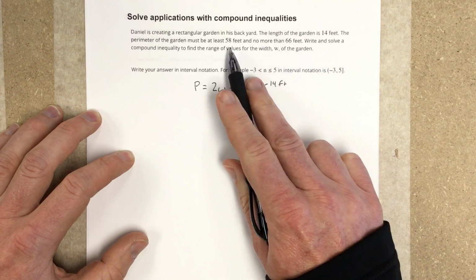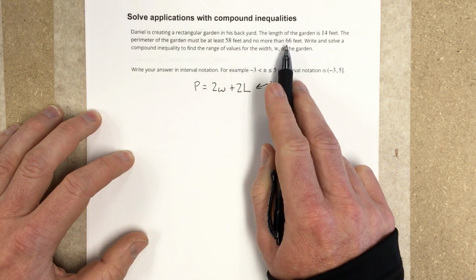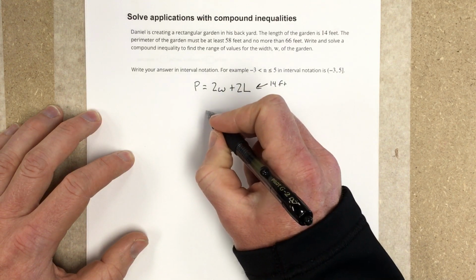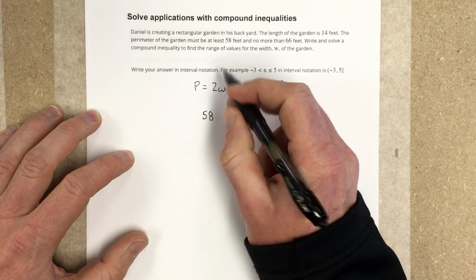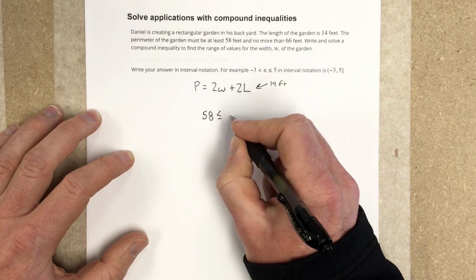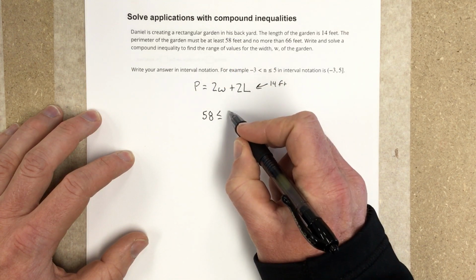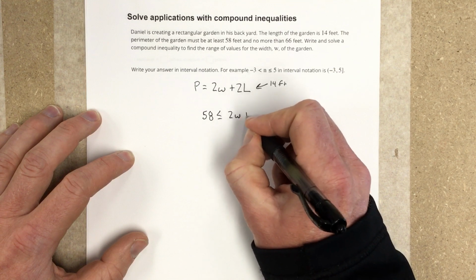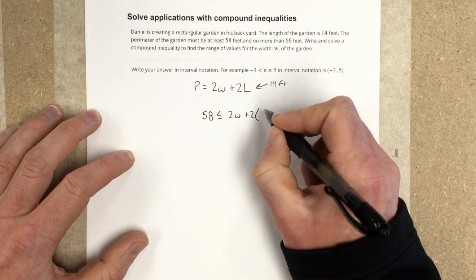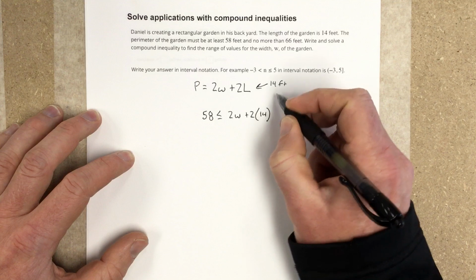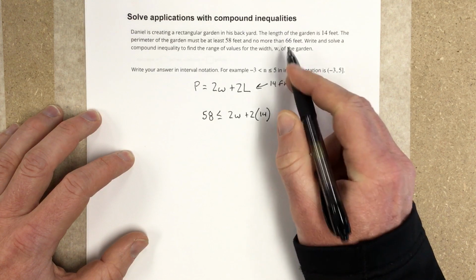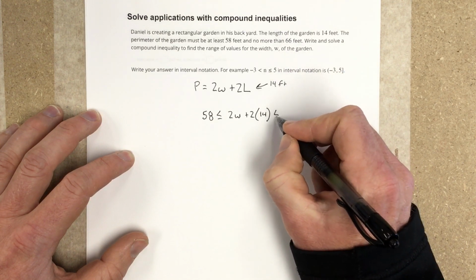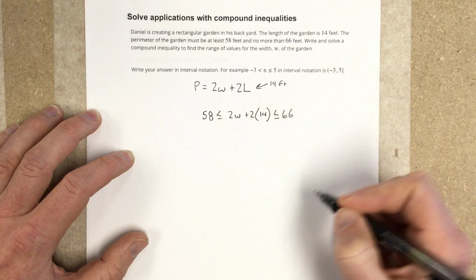And I need to have this between 58 and 66. So 58 is the smallest, so it must be at least 58, so less than or equal to 2W plus 2 times the length, which is 14. And that has to be no more than 66 feet. So less than or equal to 66.